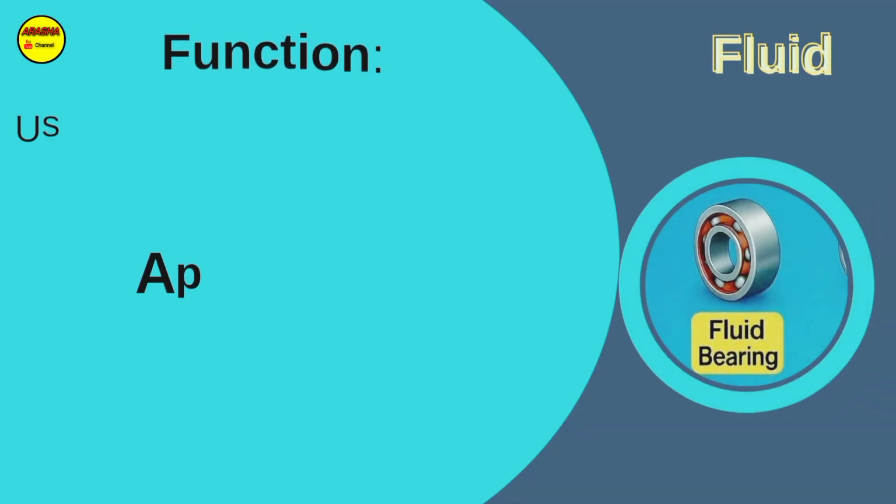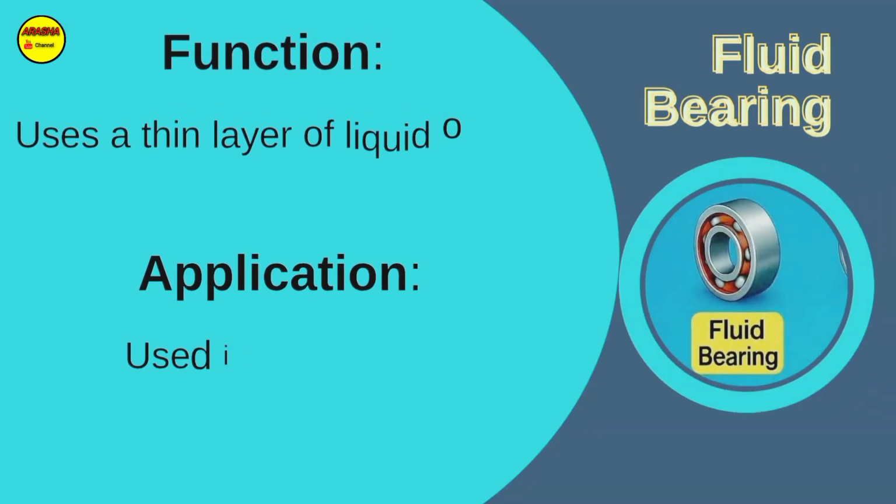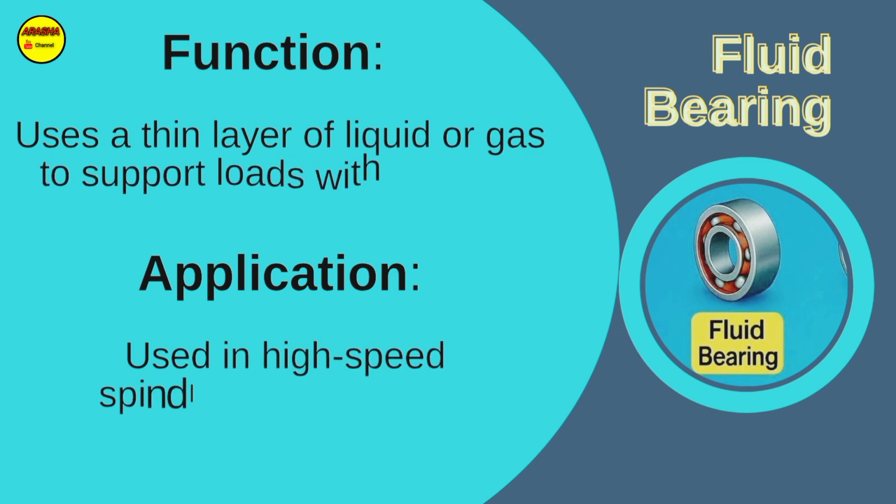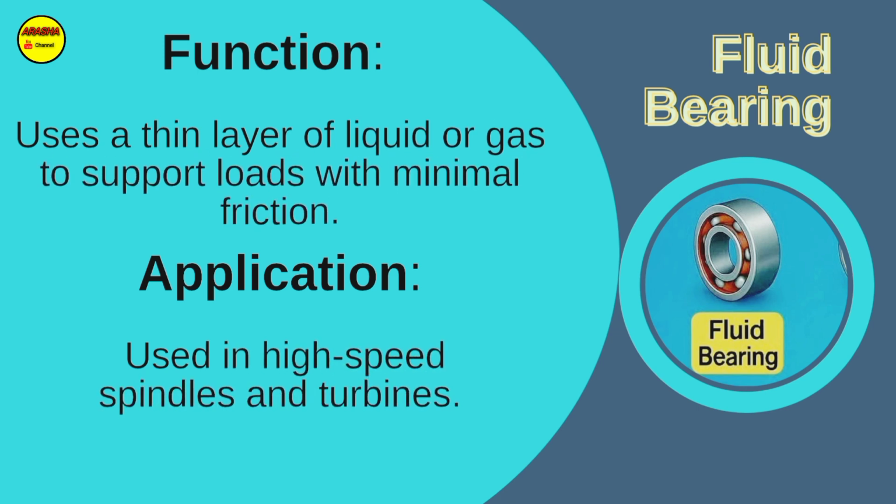Fluid bearing. Function: uses a thin layer of liquid or gas to support loads with minimal friction. Application: used in high-speed spindles and turbines.